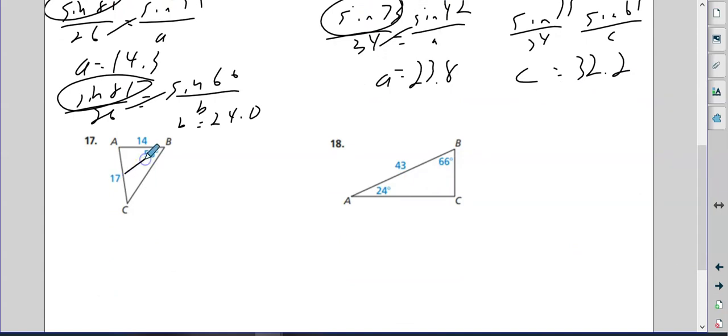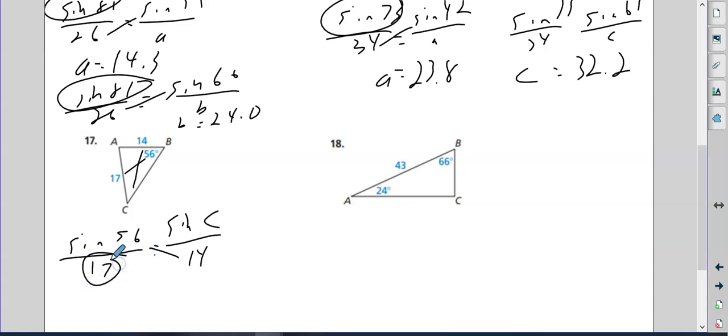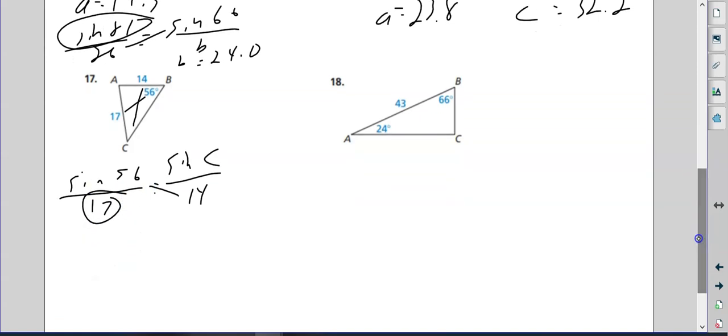All right, we have our magic ratio. So sine of 56 over 17 is equal to sine of C over 14. Now remember, this is the tricky one where we cross multiply and divide, and then we have to take the inverse of that decimal. When we do that, we get angle C is 43 degrees. And then if we subtract, we'll get 81 degrees right there.